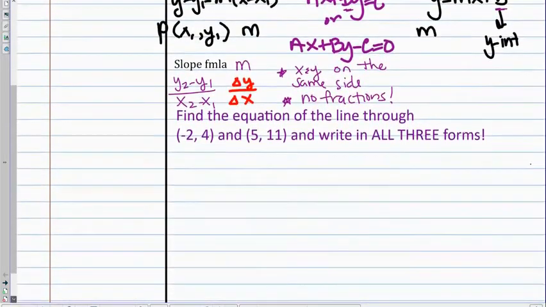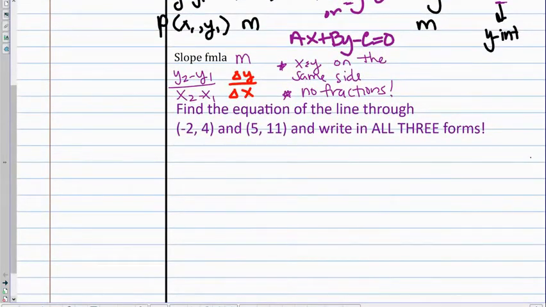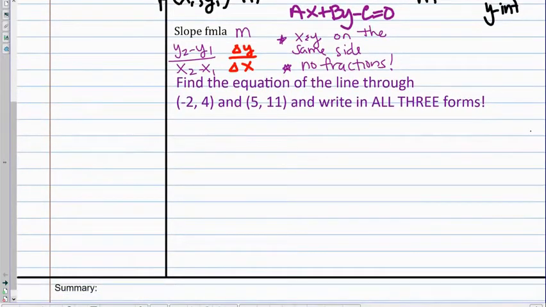Okay, so as we are going through this, we are going to start with an example where I have: find the equation of the line through these 2 points and write it in all 3 forms. Yikes. So if it helps you when you get started, label these as your x1, y1, and your x2, y2. Pretty soon you'll get good at it. Now, if you want to ask right now, okay, what is the difference? What if I labeled (-2, 4) as my x2, y2, and (5, 11) as my x1, y1? That's okay as long as you stay consistent. So it doesn't matter which one is number 1 and which one is number 2, as long as you stay consistent. So the first thing we're going to need to do for all of these is to find the slope.